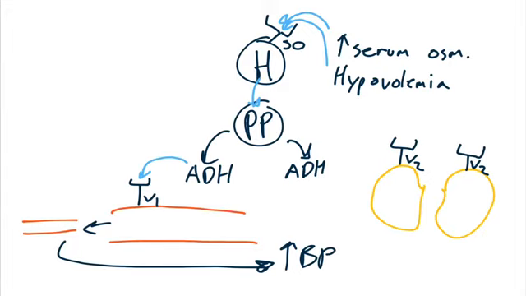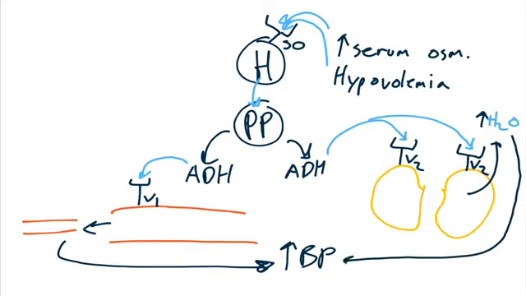ADH also acts on the V2 receptors within the principal cells of the collecting duct, and this will increase water reabsorption. And increased water reabsorption will, of course, help increase blood pressure, which is helpful just like ADH was on the blood vessels causing vasoconstriction. But increased water reabsorption will also help correct the increased serum osmolarity by bringing down the osmolarity of the serum, and then it will also help add fluid, which helps correct the hypovolemia.